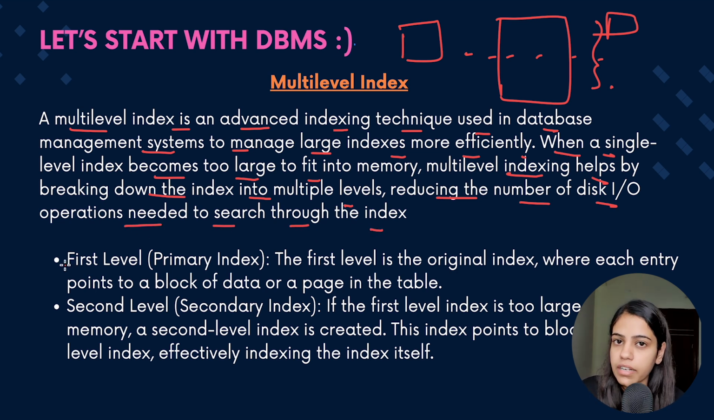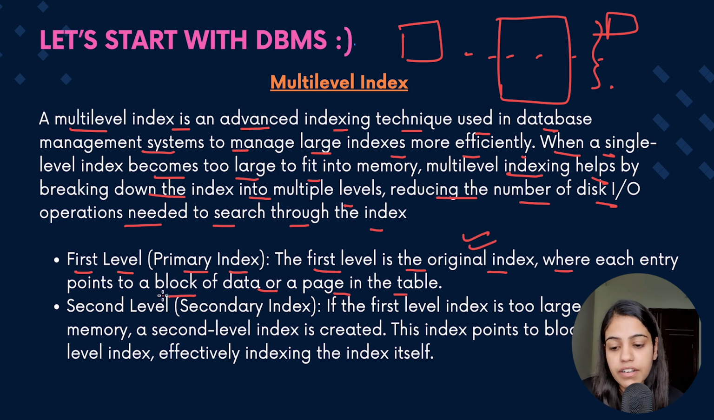What are the levels in the multi-level indexing? First one is the first level, that is the primary index. The first level is the original index where each entry points to a block of data or a page in the table. So the first level consists of the original index where each entry points to a block of data or a page in the table. Now coming to the second level, that is the secondary index.